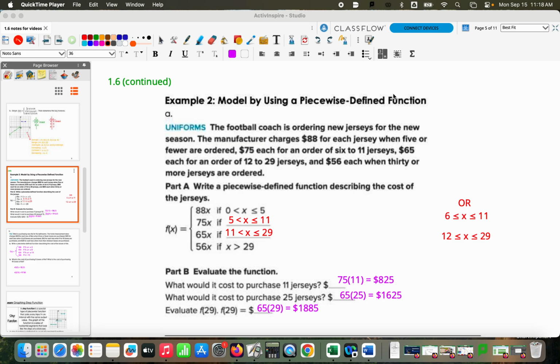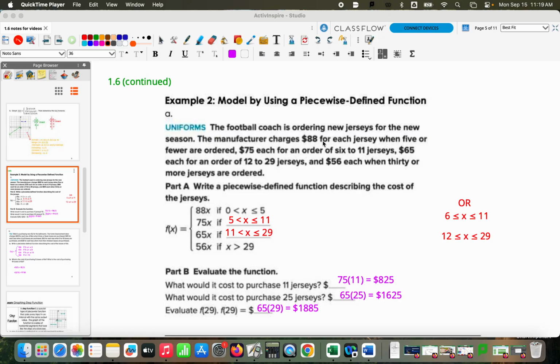We're going to continue 1.6 by modeling some real world situations with these piecewise functions. So in this situation, feel free to pause, read through it. What's going on here is you're ordering certain amounts of jerseys and you kind of get into a different bracket depending on how many you're ordering. So sometimes it pays off to order more. Like if I order 100 jerseys, it'd be cheaper at this price here versus these other prices. So sometimes ordering more gives you a discount.